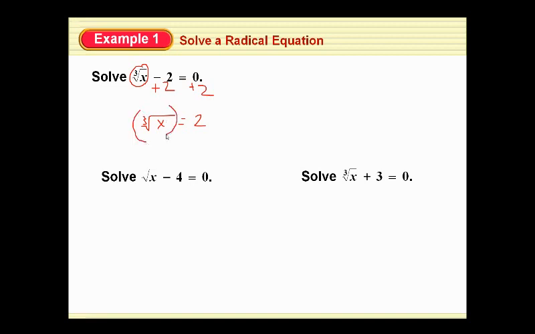And I am going to get rid of a third root, I raise it to a third power. Whatever I do on the left side, I have to do on the right side. So that third power gets rid of that third root, and I'm left with x equals 2 to the third, which is 8.